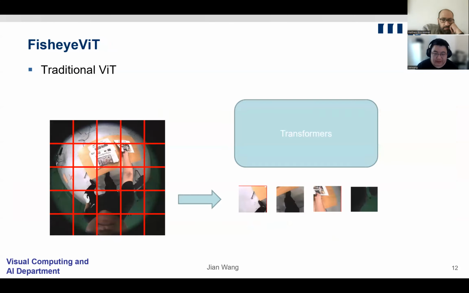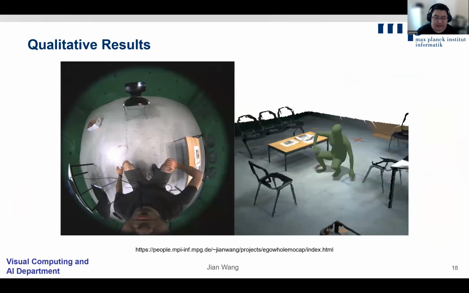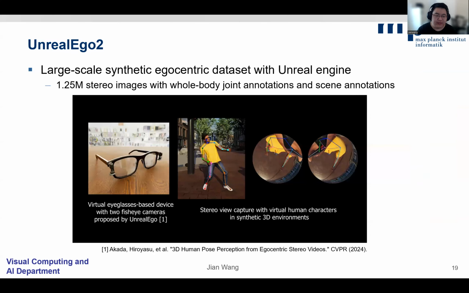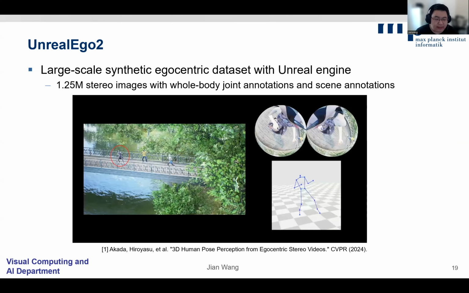Good. So let's go to the next project. I will briefly introduce this project. The first contribution of this project is to generate a large-scale synthetic egocentric dataset with Unreal Engine. Basically, I'm sorry, why does the video not play?